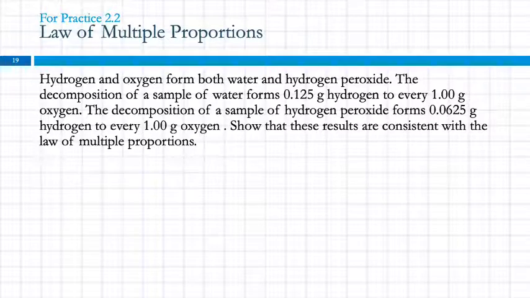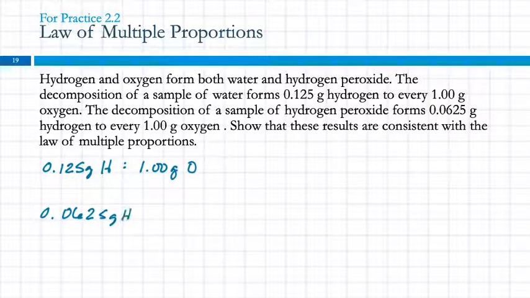So our first sample, we have 0.125 grams of hydrogen to 1 gram of oxygen. And the second one is 0.0625 grams of hydrogen to 1 gram of oxygen. It's the amount of hydrogen combining with the same amount of oxygen for each one, right? So these are the two numbers that we're really interested in. What does the law of multiple proportions say about those two numbers? How are they related?